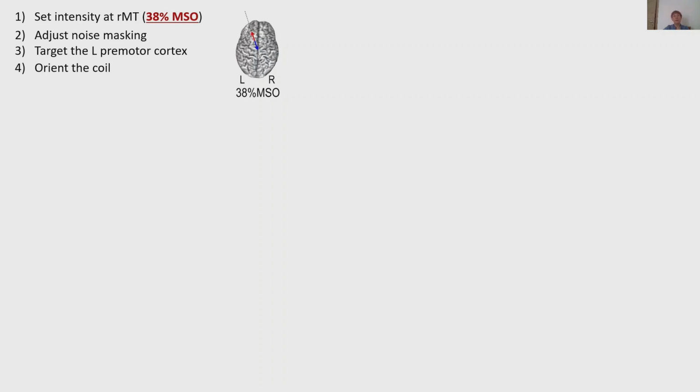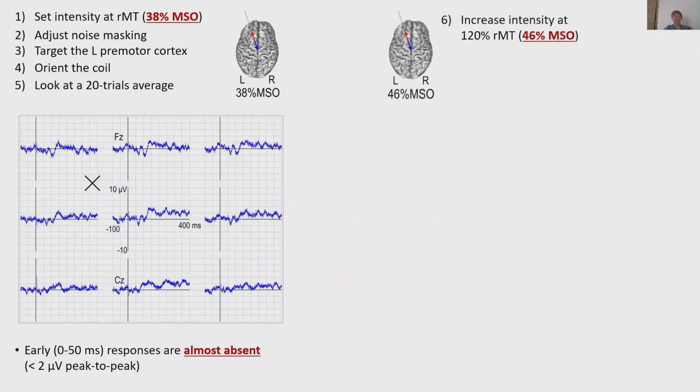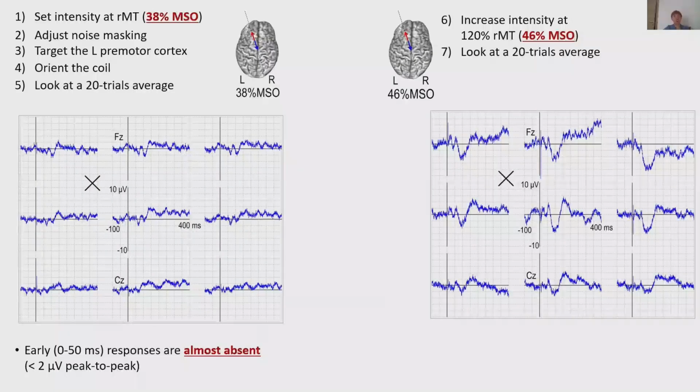Now, provided that there are no muscle artifacts on single trial data, we deliver 20 pulses and we look at the corresponding TEP in average reference. We notice that early responses within the first 15 milliseconds are almost absent. Thus, we increase intensity at 120% resting motor threshold. And if muscle artifacts are still absent, we look at the 20 trials average.